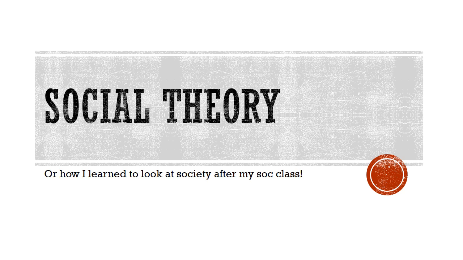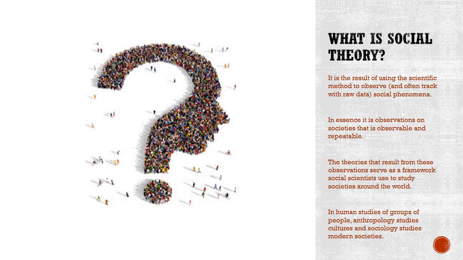Social theory, or how I learned to look at society completely differently after my sociology class. So, what is social theory? Social theory, like any theory in any scientific field, is founded on using the scientific method to make observations and collect and track data to discover and observe social phenomena.